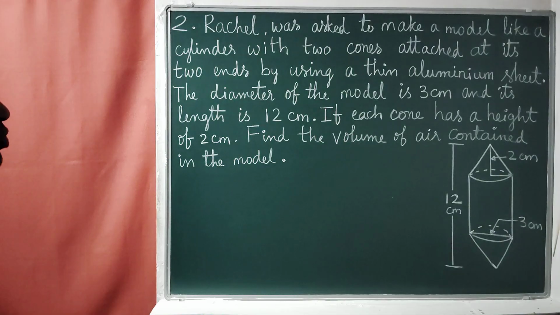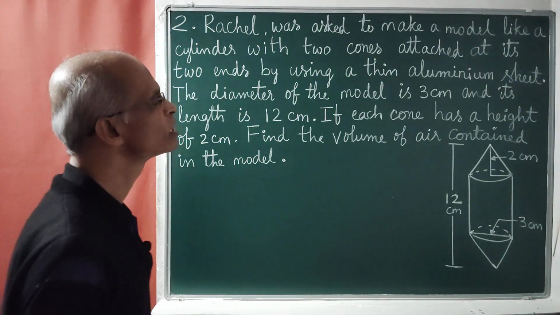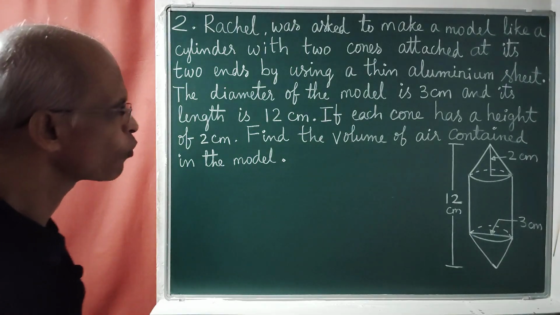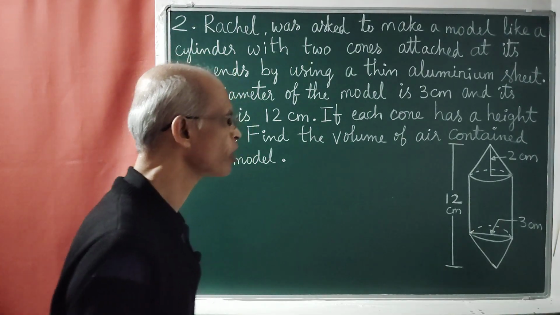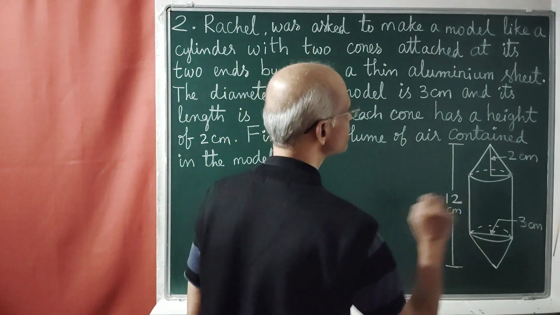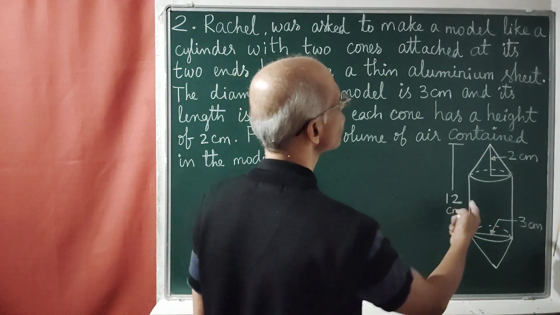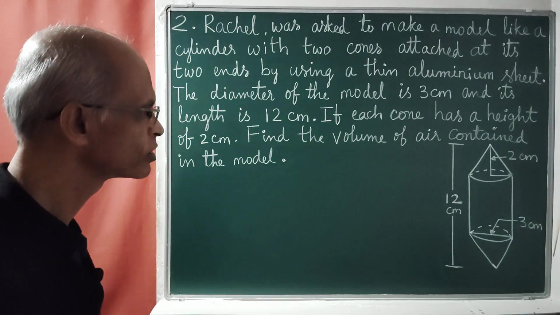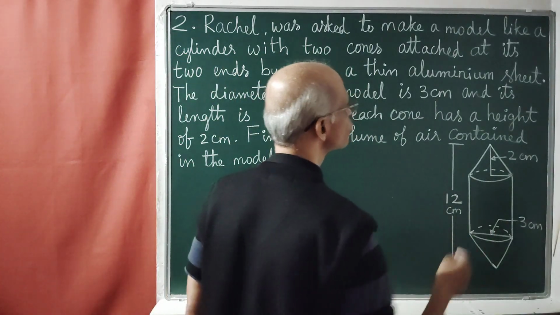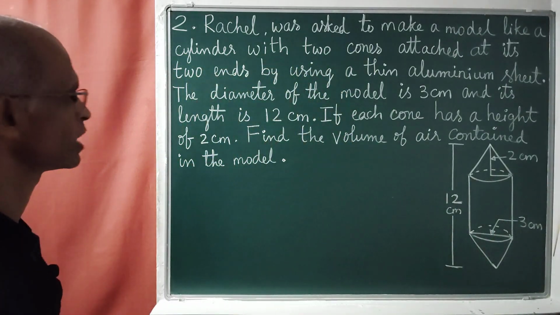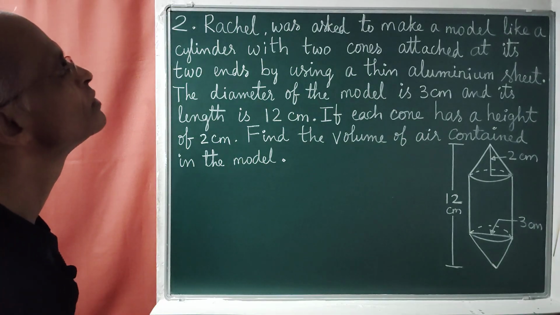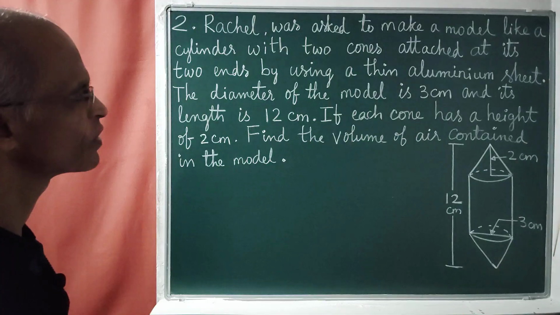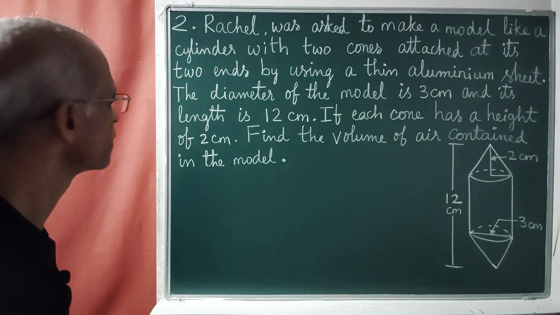Now we have to find out the volume of the model. So volume of the model means what? Volume of the cylinder plus volume of the cone plus volume of the cone. So volume of two cones plus volume of the cylinder will give us the volume of the model. So first we'll find out the volume of the cone.